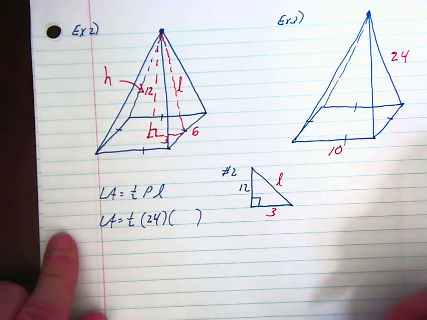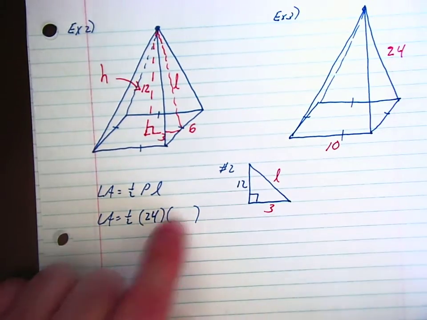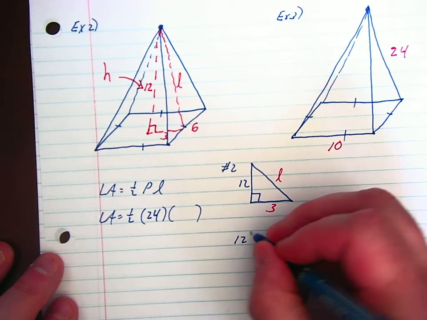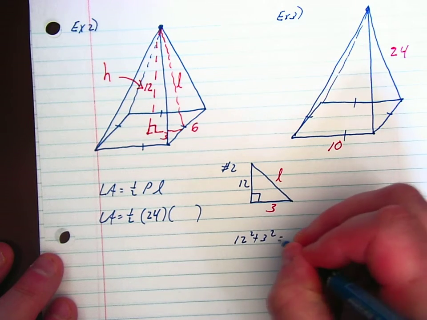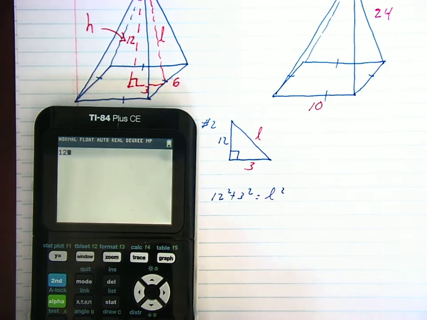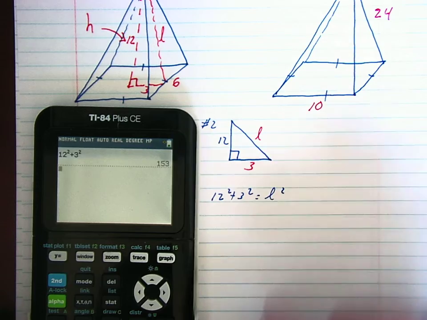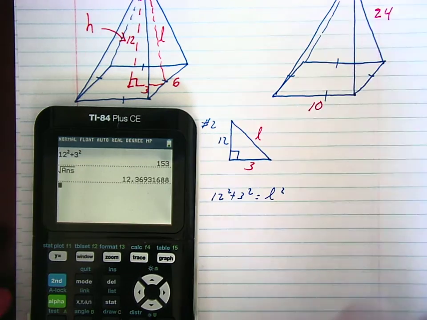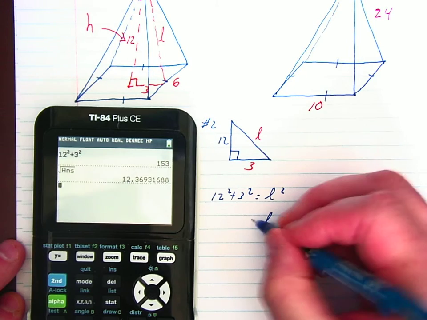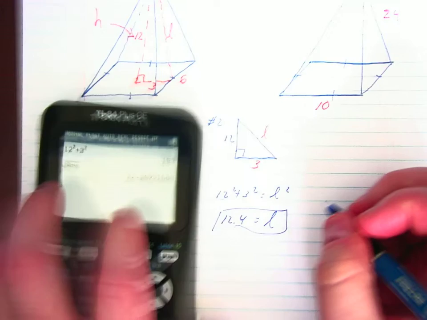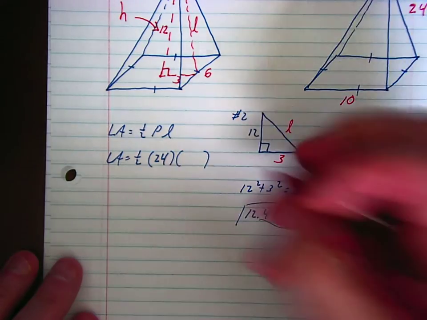Do your Pythagorean theorem, and you're going to have your L, and you'll be able to put it in here, and then you're kind of done all the hard work. So 12 squared plus 3 squared equals L squared. Go to the calculator. 12 squared plus 3 squared is 153. Take the square root of that, and your L is 12.4. So 12.4 here.